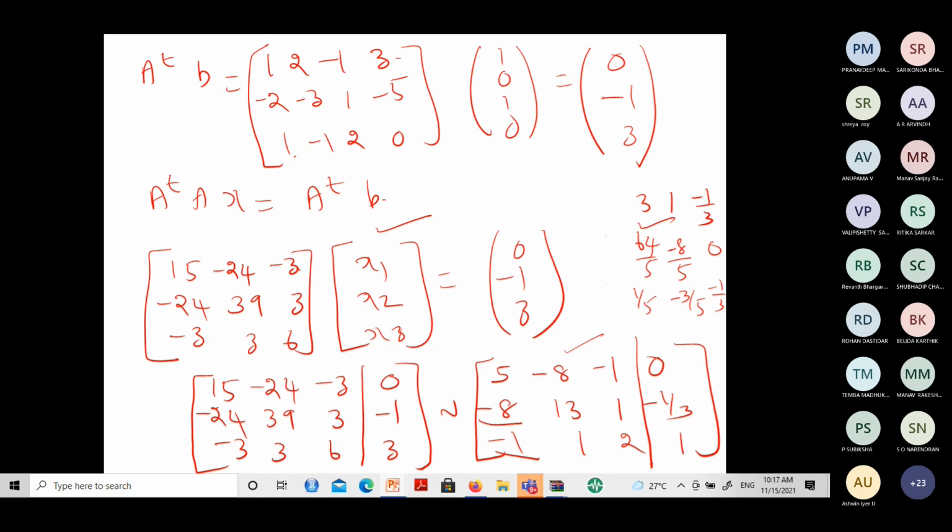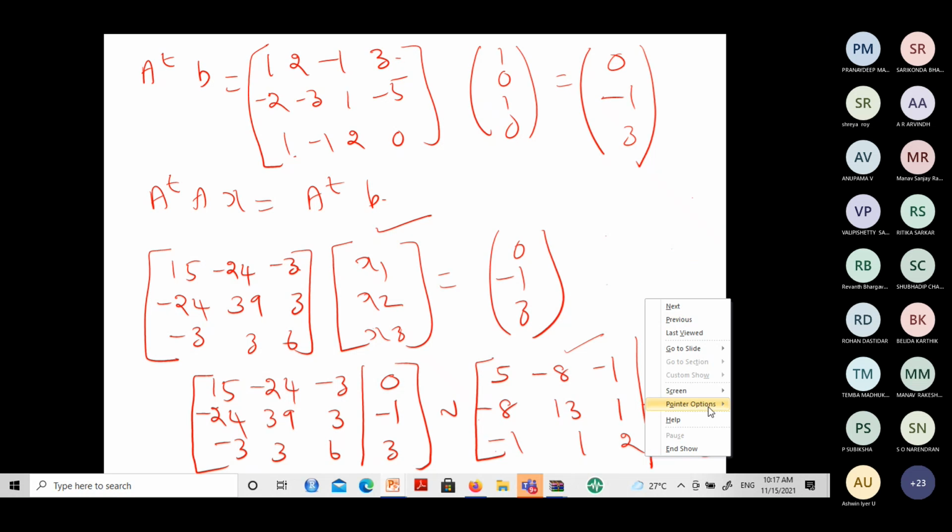Third row, minus 1 has to be made 0, right? How to make third minus 1 0? R3 goes to R1 plus 5 R3.